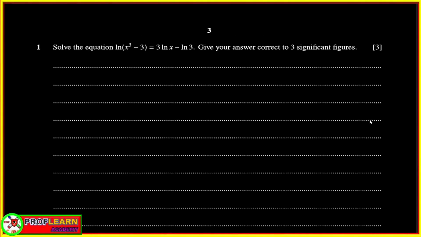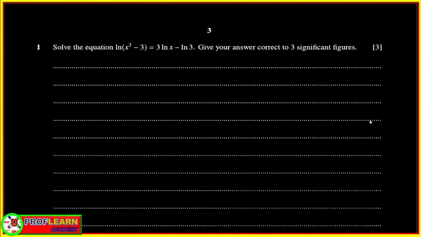Now we can move to another question that has been tested before in an A-level P3 paper, and we can now work out a question whereby you are told: solve the equation ln(x^3 - 3) = 3 ln x - ln 3, and we are supposed to give our answer correct to 3 significant figures. So you take note of that.